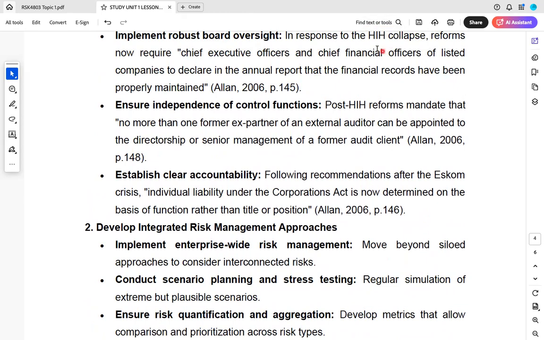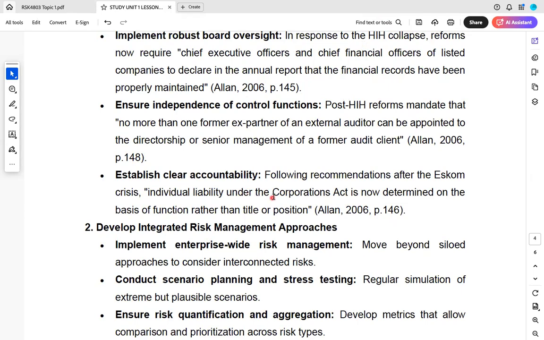In both cases we can require individual liability. We say that individual liability under the Corporations Act is now determined on the basis of function rather than title or position.